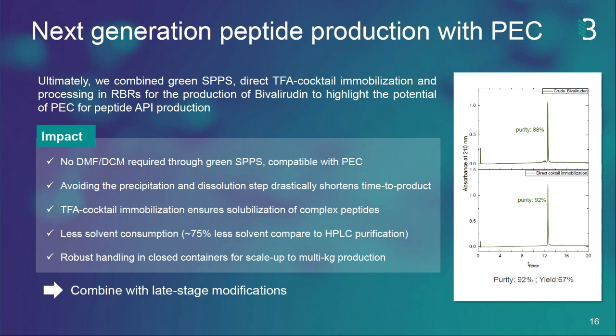In future, we want to even apply this technology for late stage modification and see how SpinChem works and how the whole process works. So with this, I hope I convinced you that Bell-Intic can give you solutions for large scale production of APIs. Thank you very much for your attention.